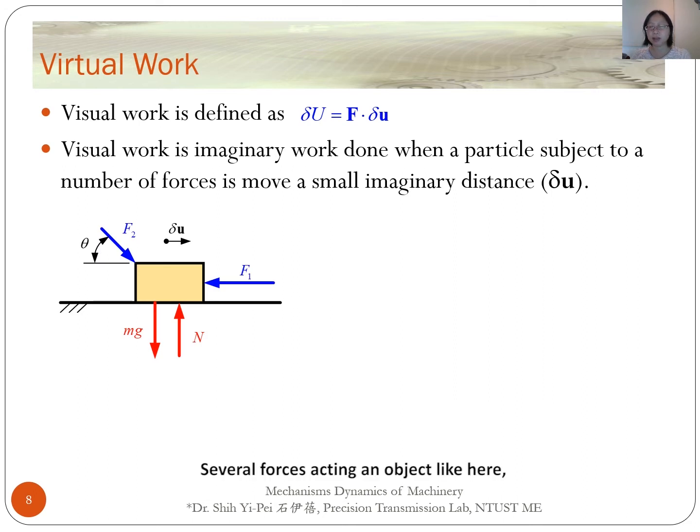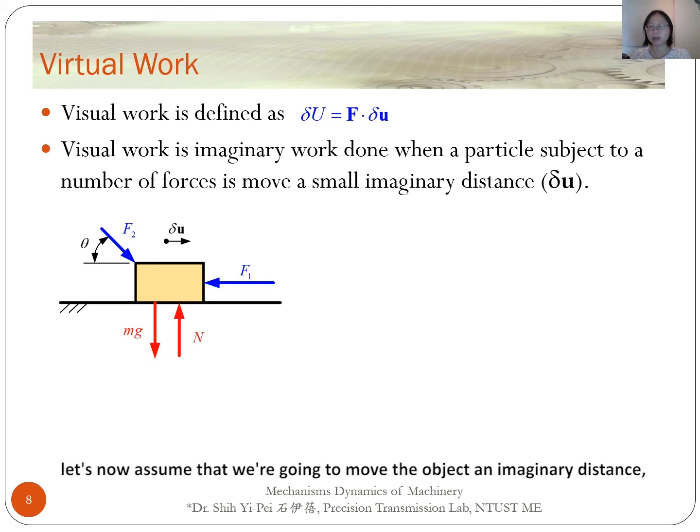Several forces acting on an object, like here. In this case, we have a mass sitting on a horizontal surface. Force F1 pushes to the left. Force F2 pushes to the right at the angle theta to the horizontal line. Gravity pulls it down with mg. And the normal force N pushes back. So there are 4 forces acting on this object.